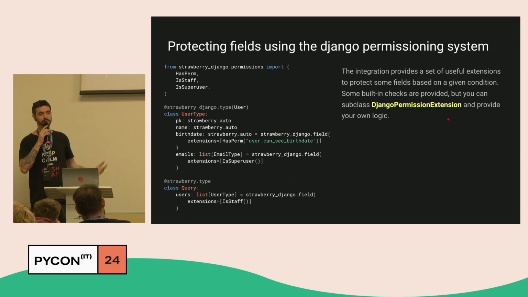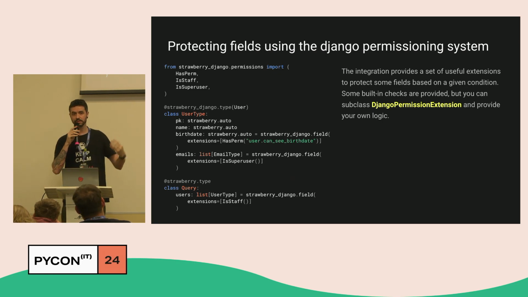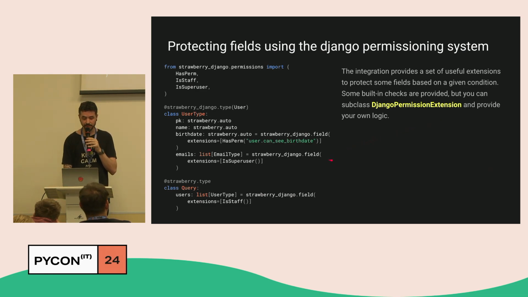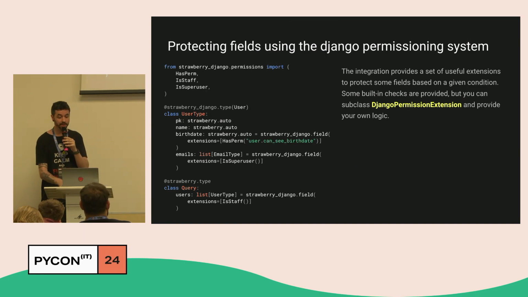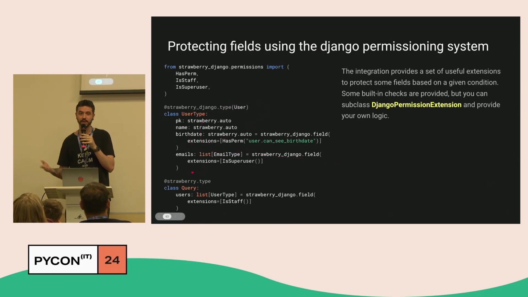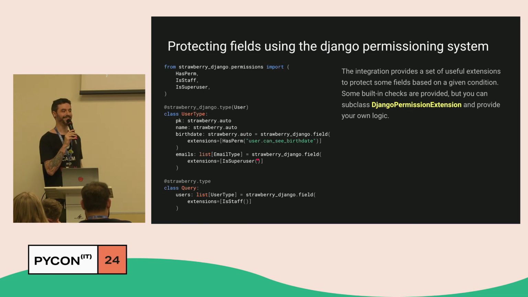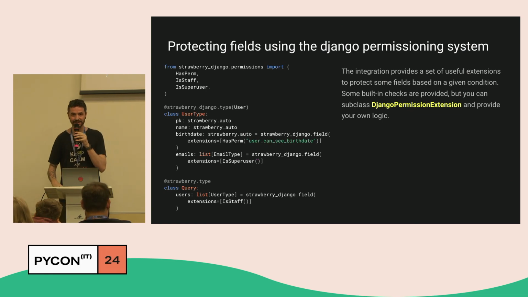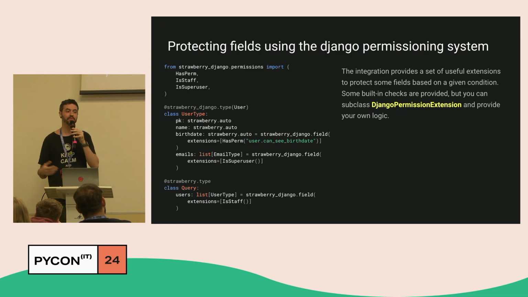There is also another huge topic that I mentioned before, security. It is very important for you to protect your fields. As you can see in the examples that I showed, anyone that gets the user can access all of its mails, and that is probably a security concern. You don't want that. Strawberry Django does provide a set of useful permissions that you can use to protect some of the fields. By default, you can also define your own.